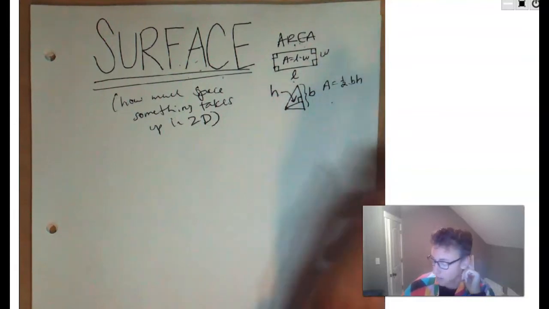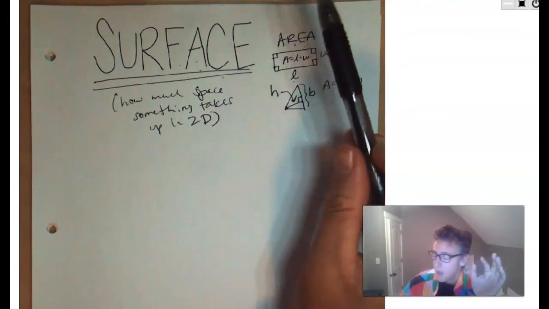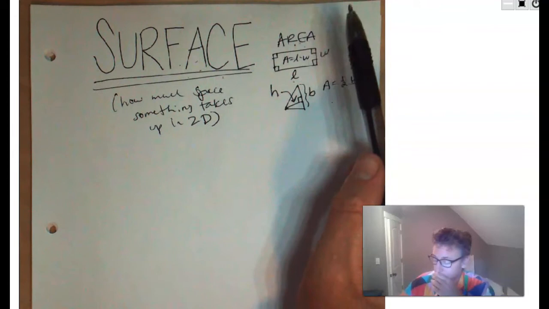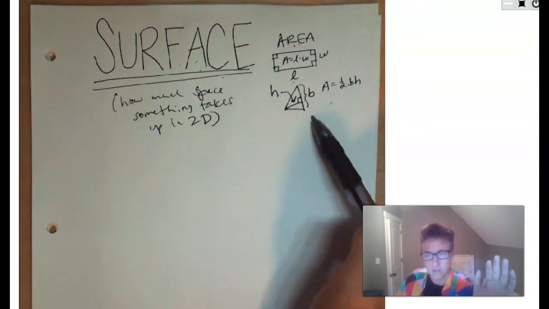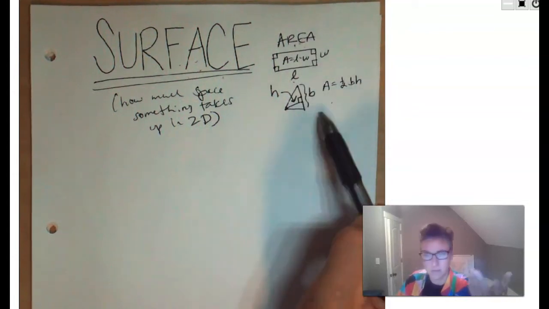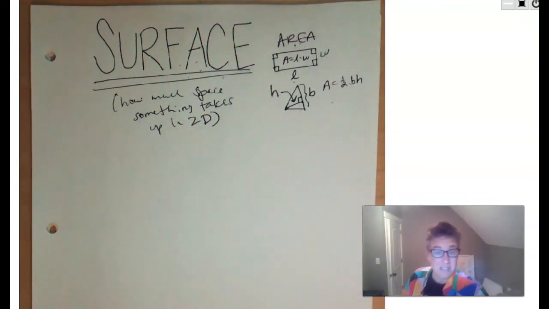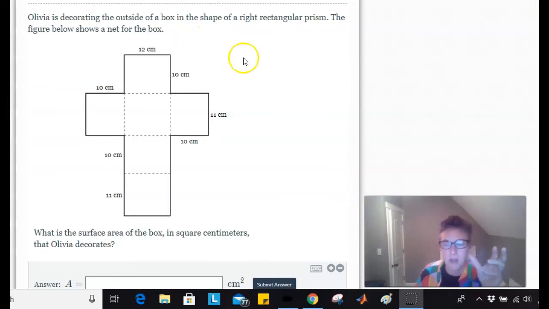That is the height. So anyway, finding surface area just requires us to split anything into a bunch of rectangles and triangles, and then find the area of the rectangles and triangles and add them all up. That's it. Okay, so let's say we have a problem like this.